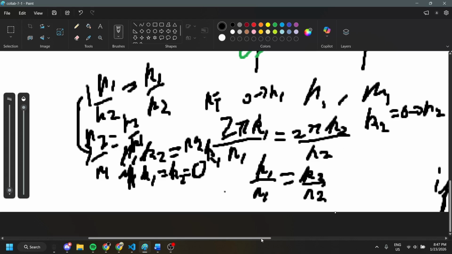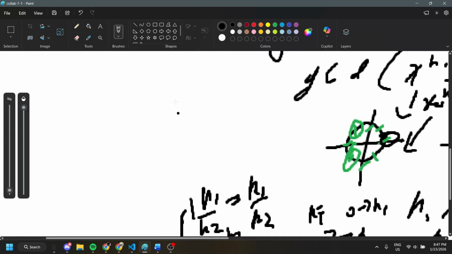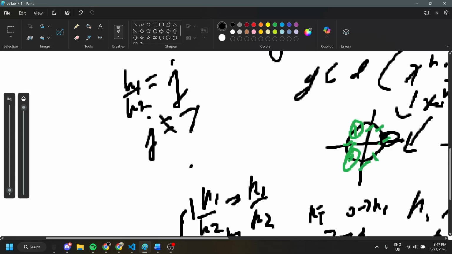Well, if we're given that n1 over n2, let's say that's equal to j, so we know j is not in the integers, and we also know that 1 over j is not in the integers.